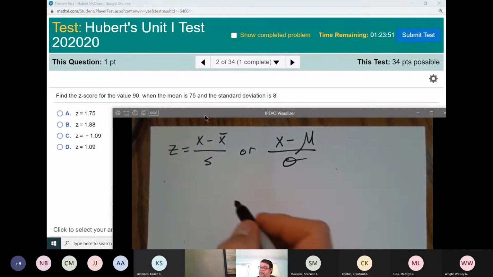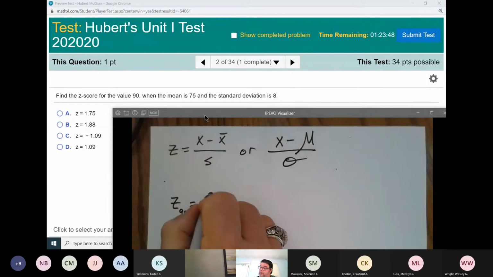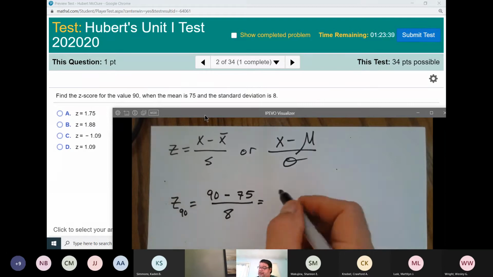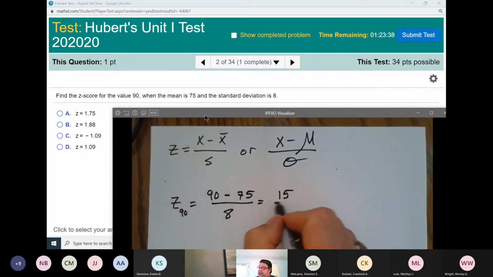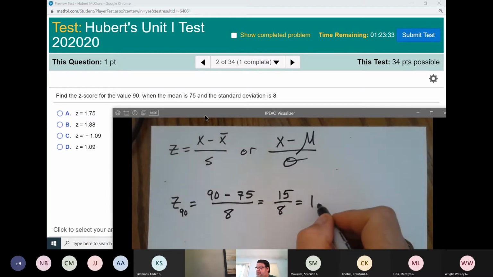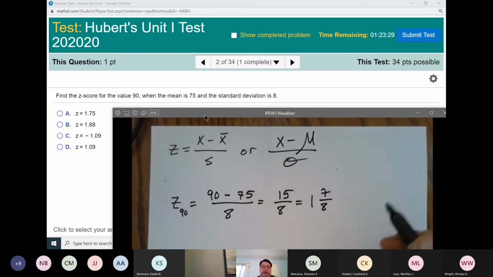90 minus 75 over 8. 90 minus 75, I think, is 15. 15 over 8 is equal to 1 7/8, which I don't know what that is, but it's not negative. I would say it's probably B as in Bravo.